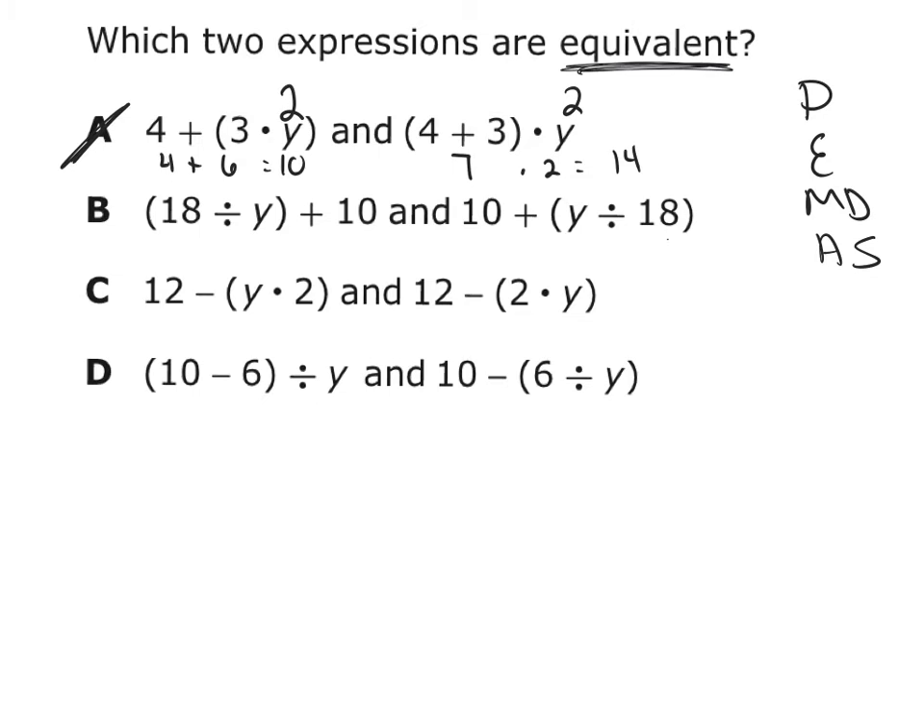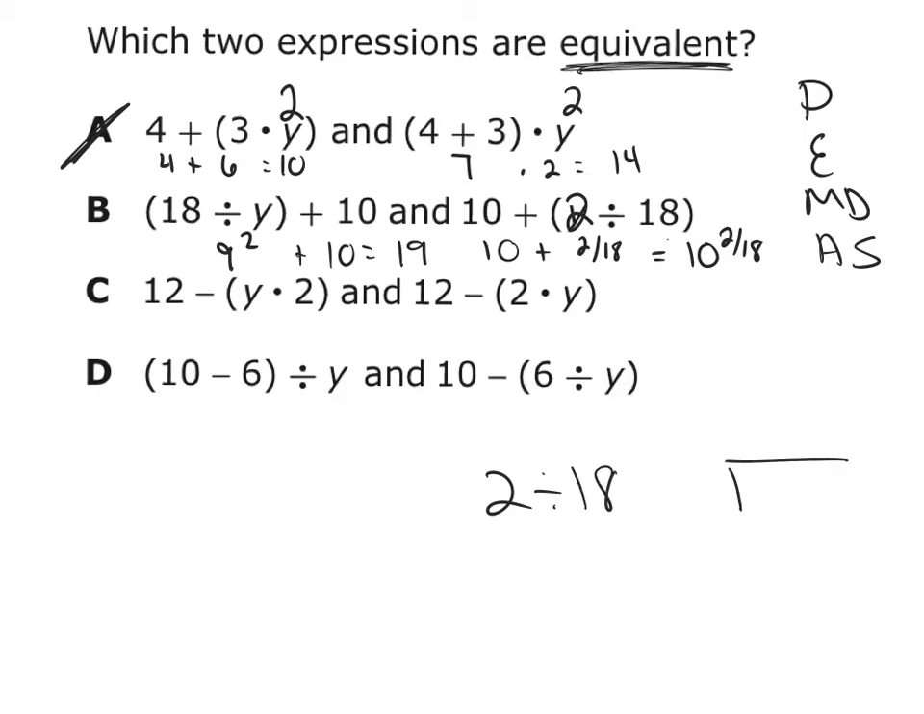So now plug in 2 here. 18 divided by 2 is 9, plus the 10 is 19. But if I plug it in here, this would be 10 plus 2 divided by 18, which is 2/18, which gives me 10 and 2/18. 2 divided by 18 is not 9, because when you see this, the 2 goes on the inside and the 18 is on the outside. So add a decimal, it'll go in there once, subtract, and it's just going to keep repeating, etc. So nope, can't be B.